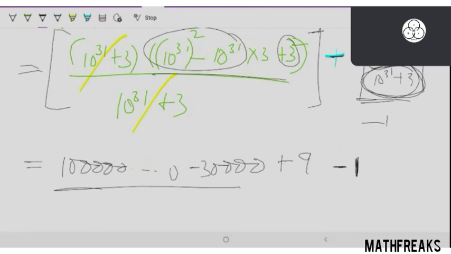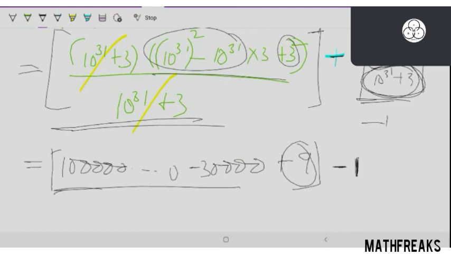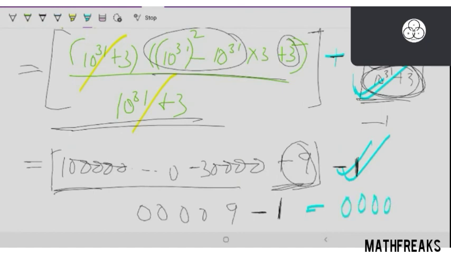Now, the last digit of this expression will be what? The last digit of this expression is 9, some 0.0009, minus 1. This will give us some 0.00008. That's why we are getting this 9. And here this will be in zeros.